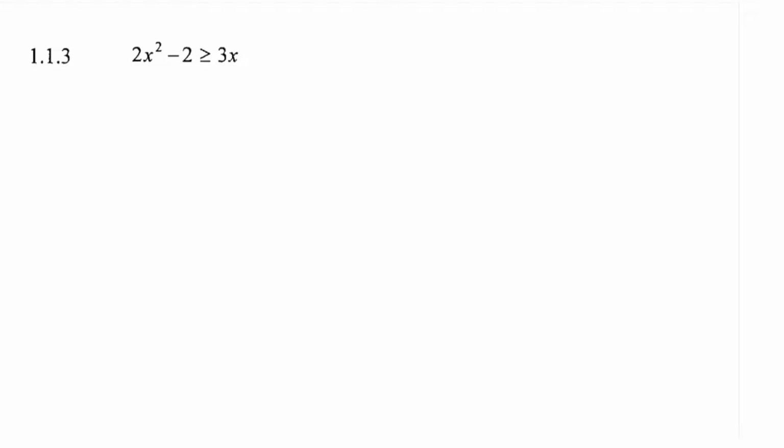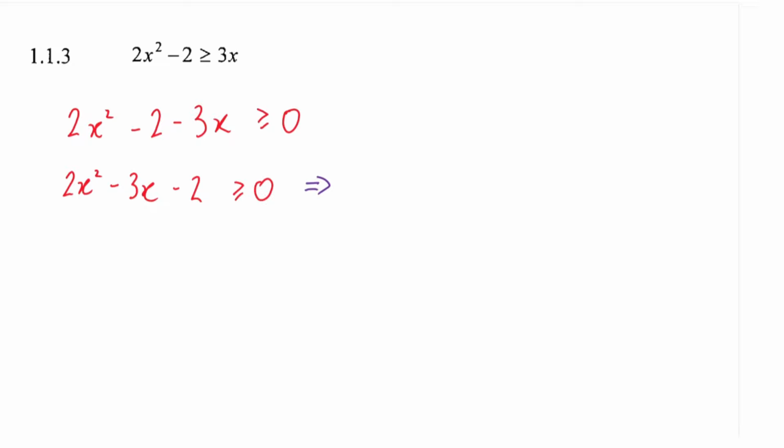In the first question, the first step is to take everything to the left-hand side. So step 1 is to take everything to the left-hand side. So we have 2x squared minus 2 minus 3x greater than or equal to 0. Now we can rearrange this to make it look neater. So we have 2x squared minus 3x minus 2 greater or equal to 0. We will treat this as a quadratic equation. So 2x squared minus 3x minus 2 equals 0.